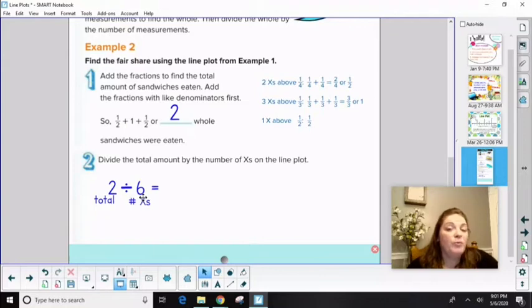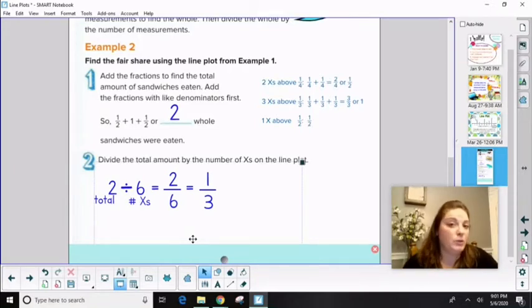But remember from a previous chapter that fractions and division are the same thing. So I can write division as a fraction. So 2 divided by 6 is 2/6. And then I can simplify it. 2 and 6 can both be divided by 2, which gives me a third. So if we found the fair share, if the 2 feet of sandwiches was split up between those 6 people equally, they would each get a third of a foot.